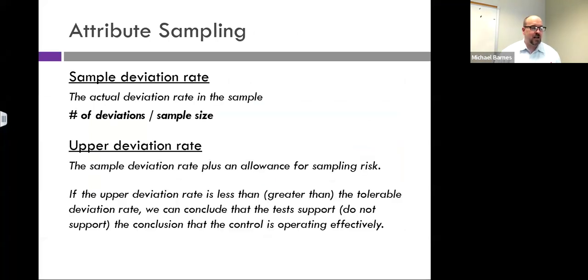So the next step is to actually determine our sample deviation rate. This is the actual deviation rate in the sample. We're going to perform testing once we have our sampling, and we're going to have observations of whether the control is effective or the control is a deviation.